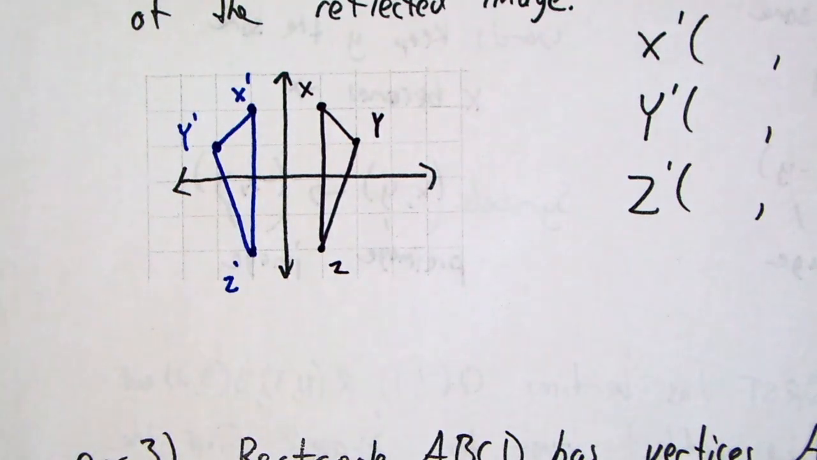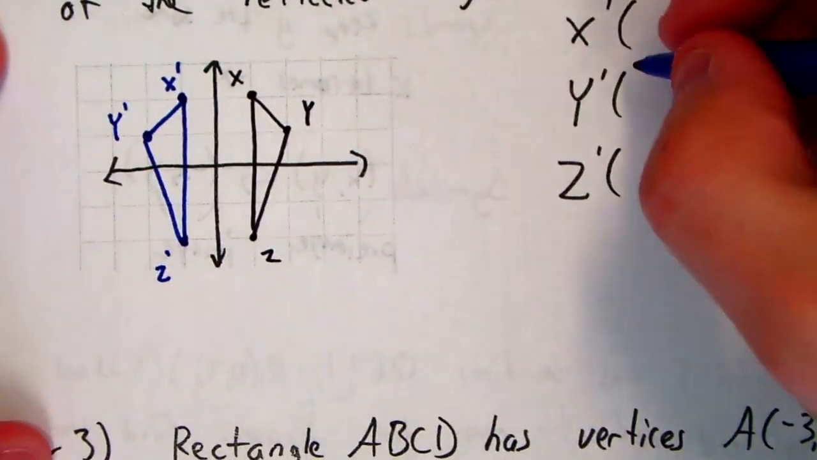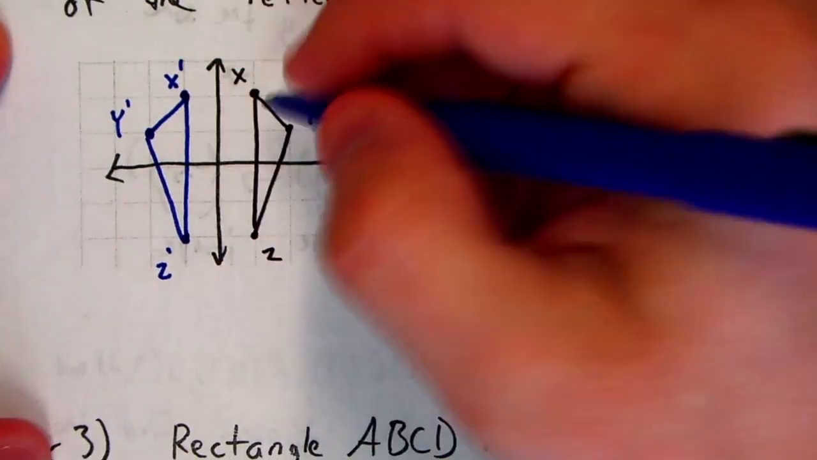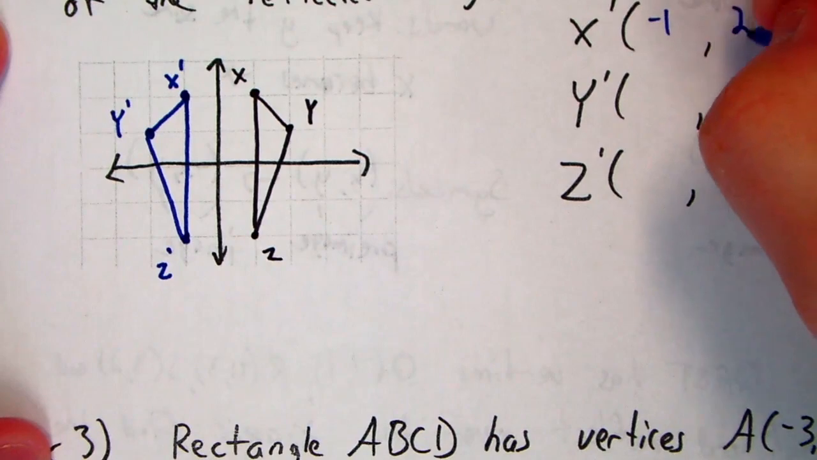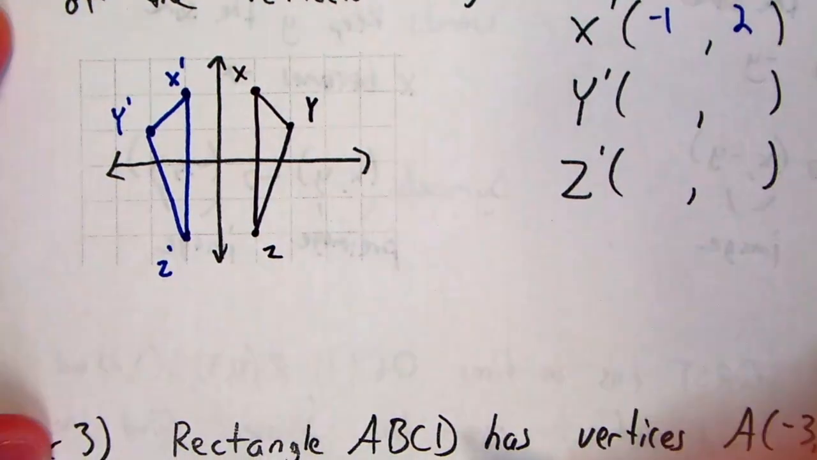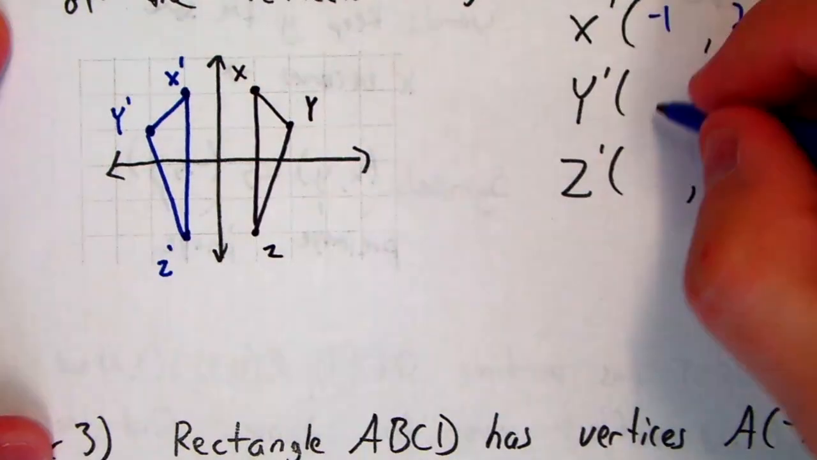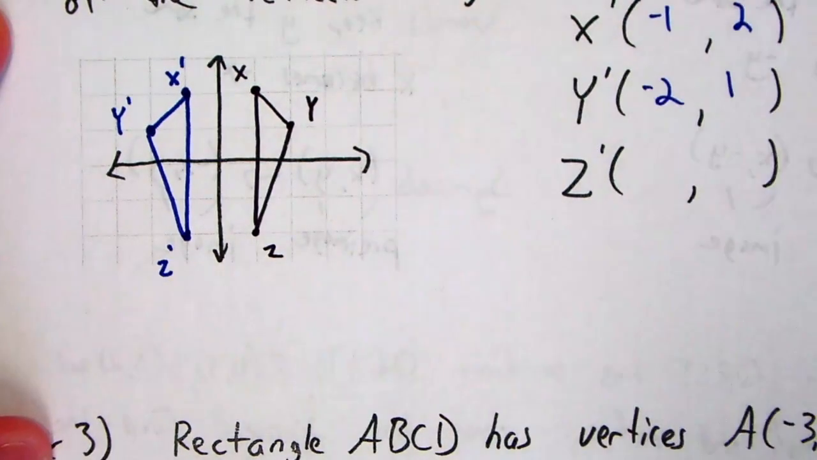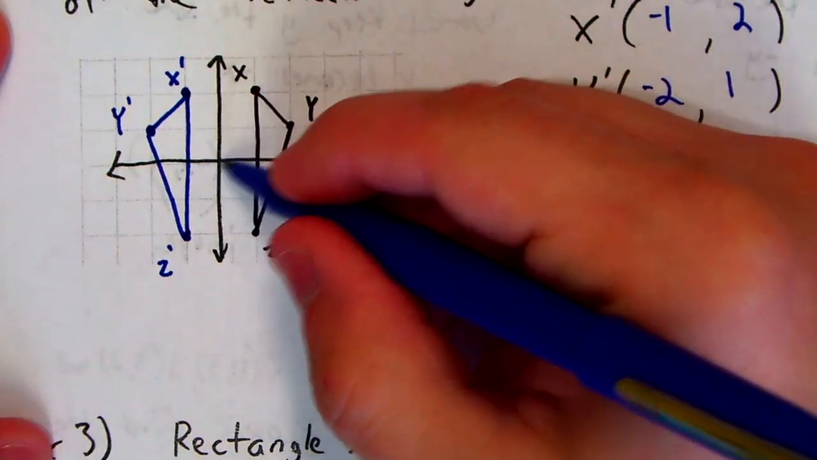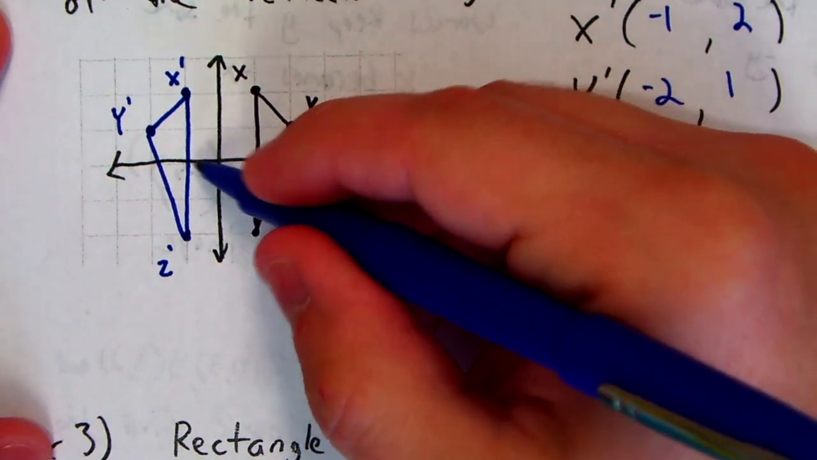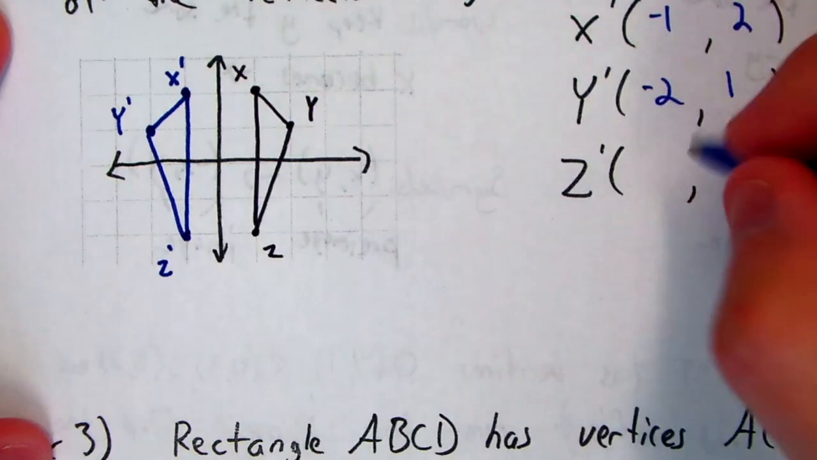Last thing it says is to give the coordinates of the reflected image. So X prime, instead of being at 1, 2, it's at negative 1, 2. Y prime, instead of being at 2, 1, it's at negative 2, 1. And Z prime, instead of being at 1, negative 2, is going to be at negative 1, negative 2.